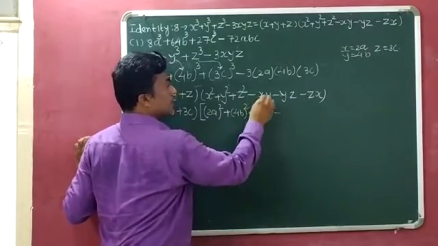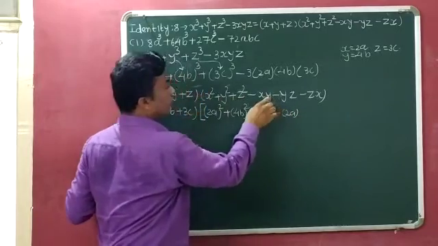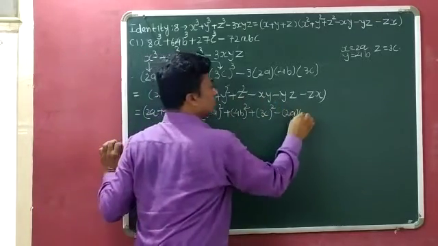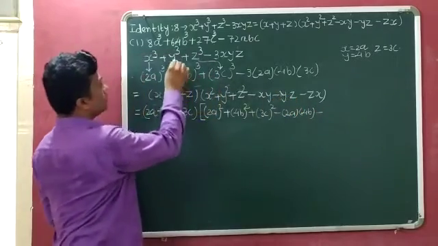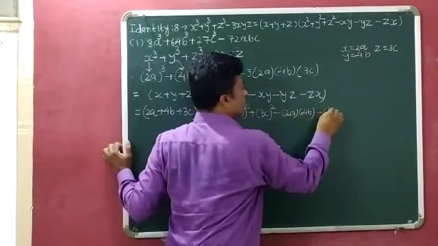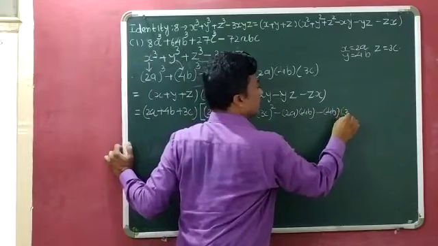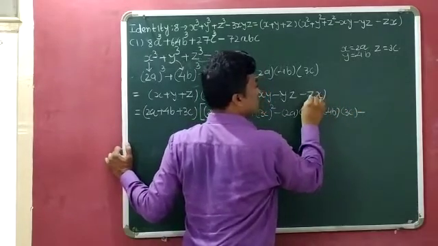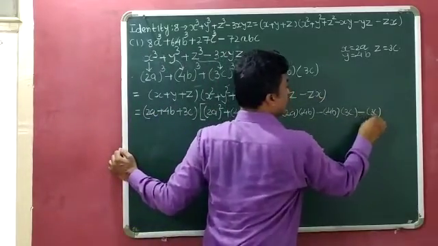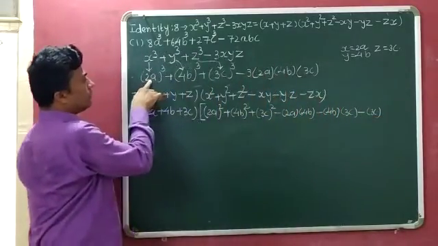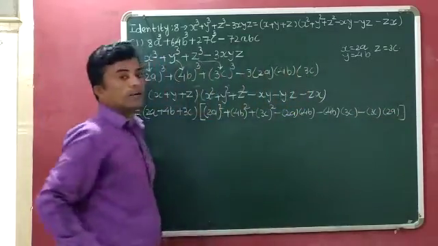This minus xy. X is equal to 2a, so we write 2a. Y is equal to 4b, so we write 4b. Minus yz. Y is equal to 4b, so we write 4b. Z is equal to 3c, so we write 3c. Minus zx. Z is equal to 3c, so we write 3c. X is equal to 2a, so we write 2a, and our bracket is over.